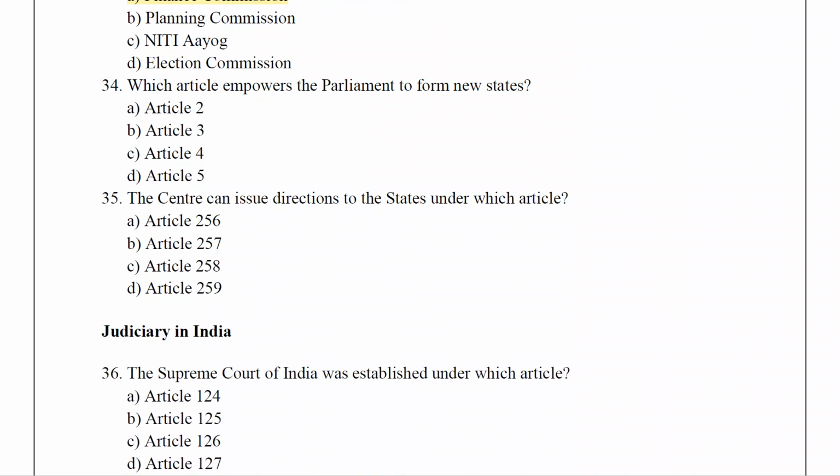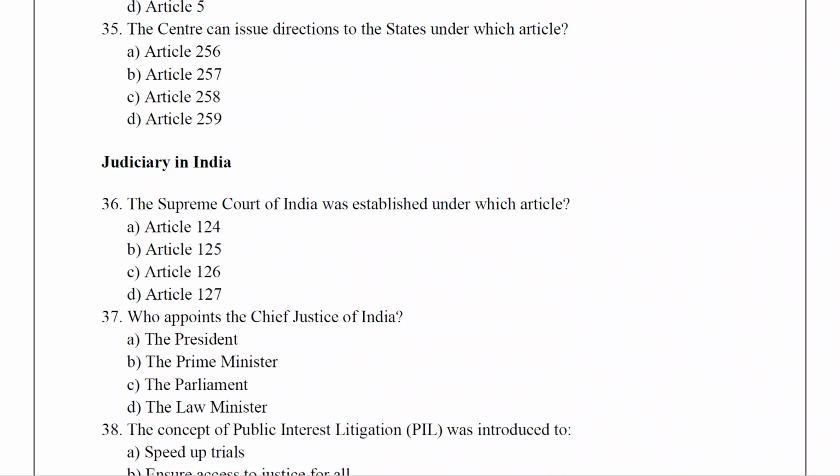Which article empowers the parliament to form new states? Article 3. The center can issue directions to the states under which article? The answer is Article 257.